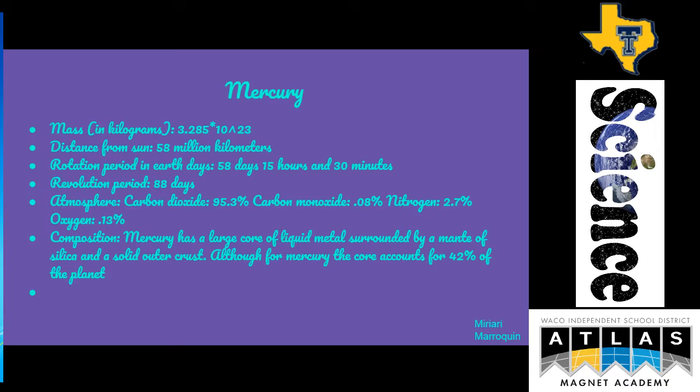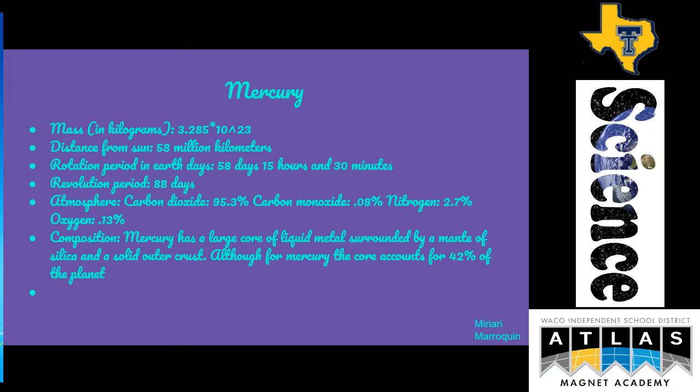Mercury. Mass of Mercury in kilograms is 3.285 times 10 to the 23rd power. The distance from the Sun is 58 million kilometers. The rotation period of Mercury in Earth days is 58 days, 15 hours, and 30 minutes. The revolution period is 88 days.